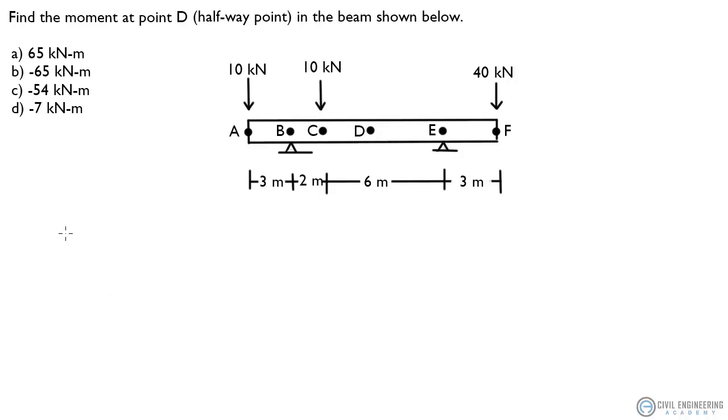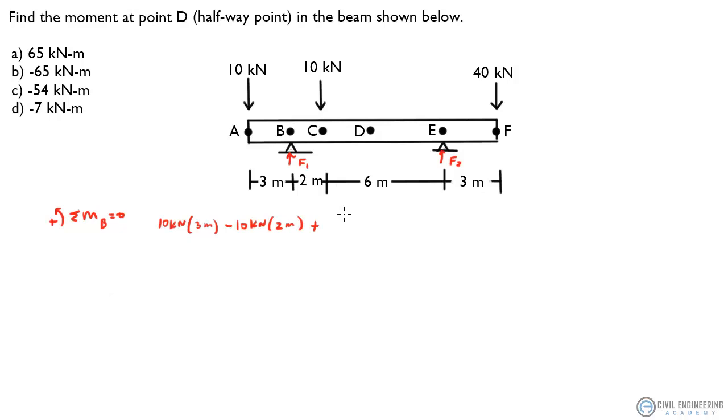All right, so the first thing I'm going to do is take the sum of the moments about point B, set that equal to 0, and I'm going to go counterclockwise as positive. So what do we have here? We have 10 kilonewtons times 3 meters minus 10 kilonewtons times 2 meters, plus we have these forces acting at these pins. I'm going to go ahead and call this F1, and we'll call this F2.